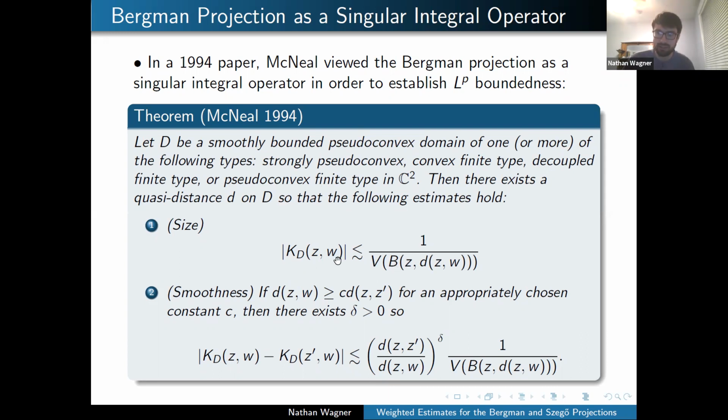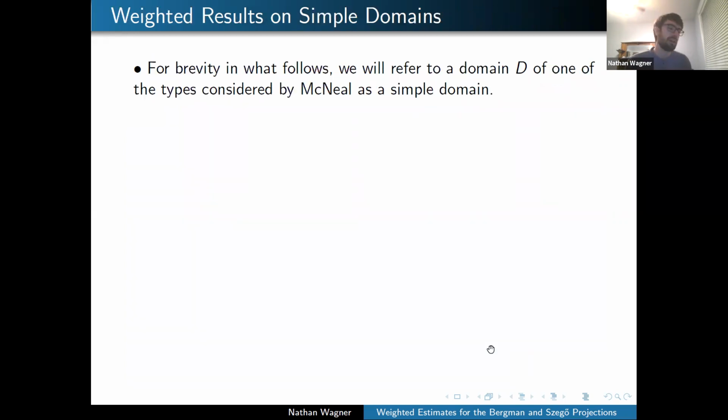So you have a size estimate, the kernel is controlled by 1 over the measure of a ball, and then you have a smoothness estimate where you look at the difference of the kernel at 2 points. You get 1 over the measure of the ball times this distance from z to z prime over distance of z to w to the delta power for some positive delta. Okay, and once we have these, you can just run the usual machinery, right? And it turns out that it takes some work, but you can kind of combine some of Bekolle's ideas with McNiel's ideas. Of course, McNiel applied this to get unweighted LP results. We wanted to get weighted results.